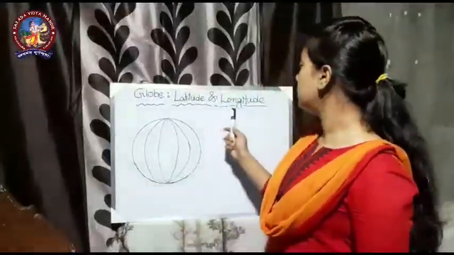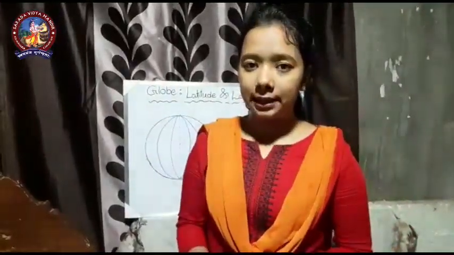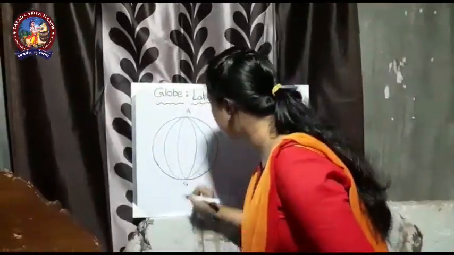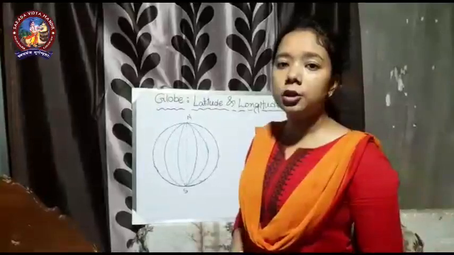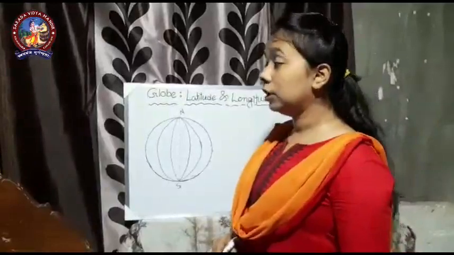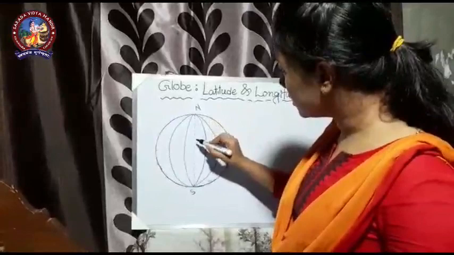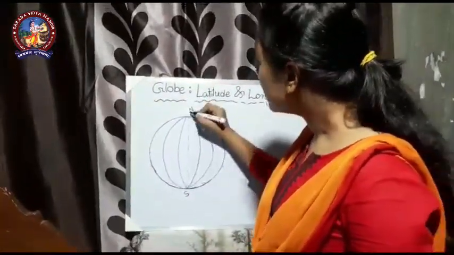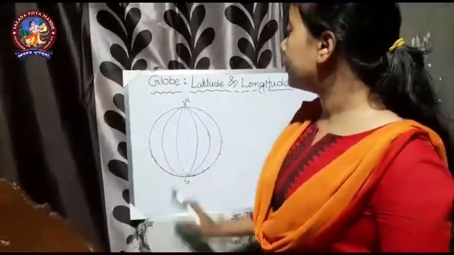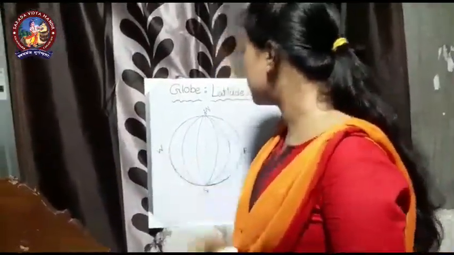We will move to the longitudes. Same as latitudes, longitudes are also imaginary lines. The lines which are drawn from north to south are known as the longitudes. One more thing, longitudes are half circles, though the latitudes are full circles. The prime meridian, which passes through Greenwich, is considered as 0 degree, and has divided the entire globe into two parts, that is the eastern hemisphere and the western hemisphere.